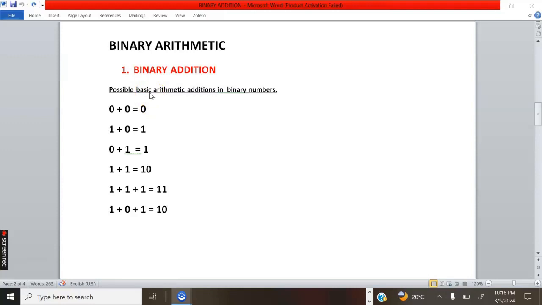For example, 0 plus 0 is always 0, while 1 plus 0 is equal to 1, 1 plus 0 plus 1 is equal to 1, 1 plus 1 is equal to 1 0, while 1 plus 1 plus 1 is equal to 1 1. And lastly, 1 plus 0 plus 1 is equal to 1 0. So as long as you are able to interpret all these basic arithmetic additions in binary numbers, you will be able to do all the subtraction that exists.